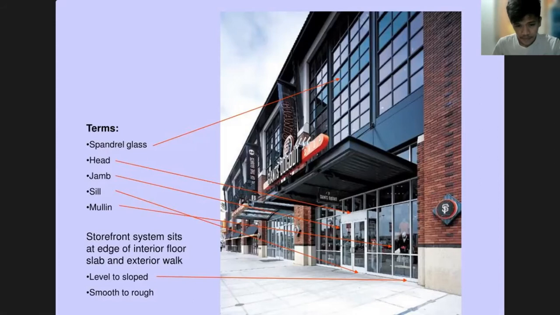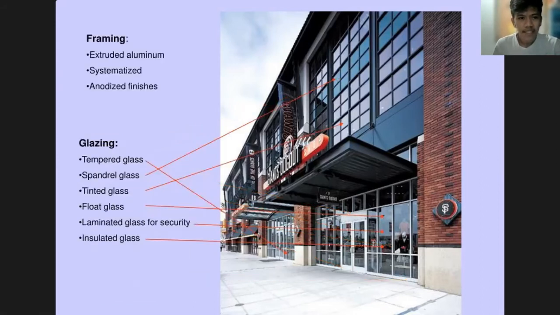And next one is framing. Stud framing, systemized, anodized finishes. Glazing: tempered glass, spandrel glass, tinted glass, float glass, laminated glass for security, insulated glass. First, we have this tempered glass. This one is the tempered glass. The spandrel glass. The picture and tempered glass. Below, spandrel glass and float glass. Laminated glass for security, and insulated glass.